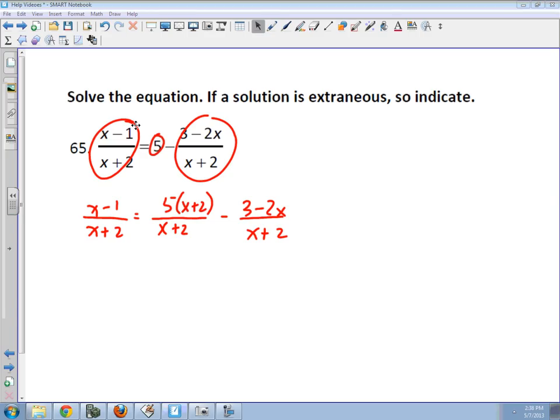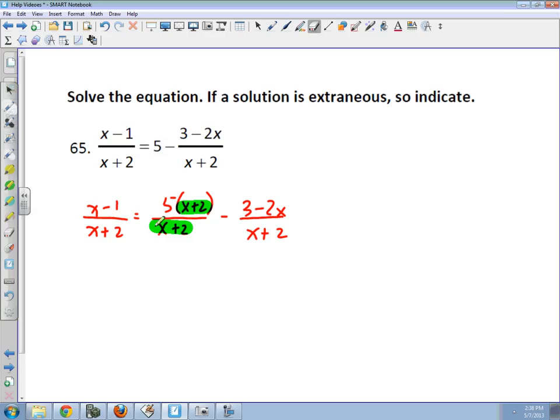So you can see the only thing I changed between the first part and the second part was that I added x plus 2 top and bottom to the 5. All right, well, that makes everything on the same level, because now if you were just to multiply both sides by x plus 2, the x plus 2's would cancel. So we just always say if they're all the same, you can cancel them out. So it's x minus 1 equals 5x plus 10 after I distribute. And now here comes a tricky part, because you have that minus 3 minus 2x. You have to distribute the negative inside. So it'd be negative 3 plus 2x.